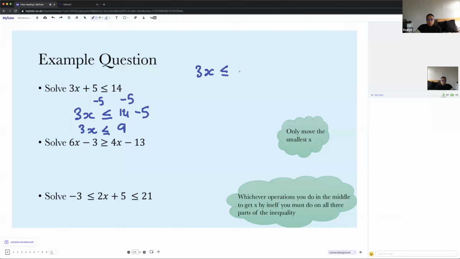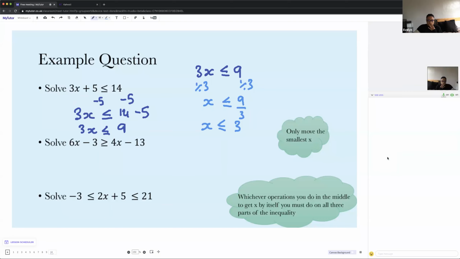So the last thing that we can do is divide by 3 on both sides to get rid of that 3. So we've got x, and then we've got 9 divided by 3, and x is equal to or smaller than 3. And that's how we solve inequalities. It looks a lot like equations, just don't change your inequality sign, because so many students do that and then they get the answer wrong.